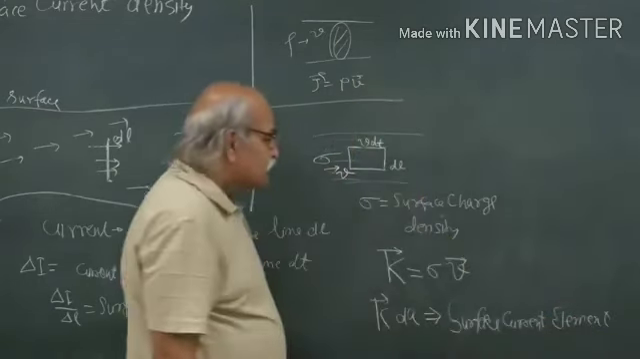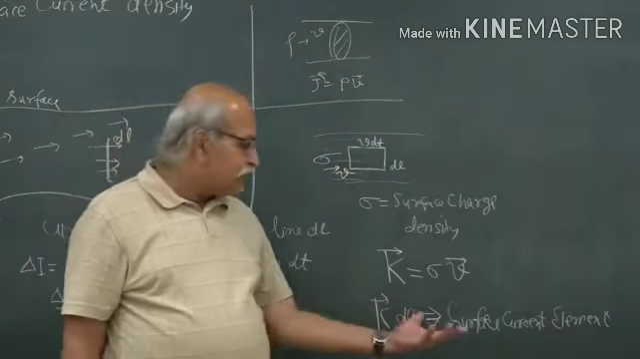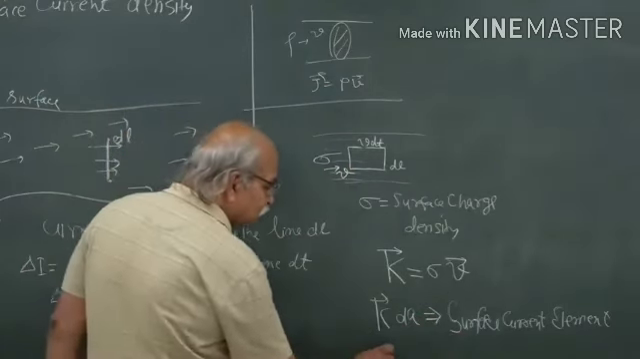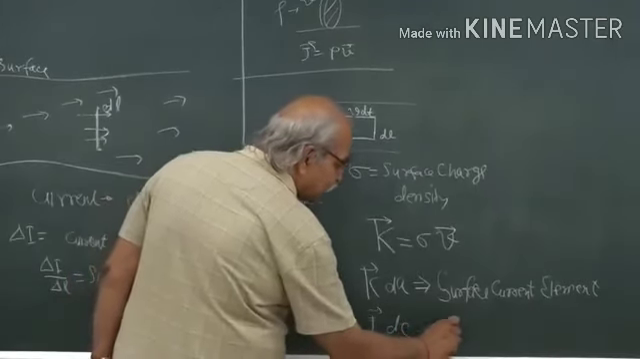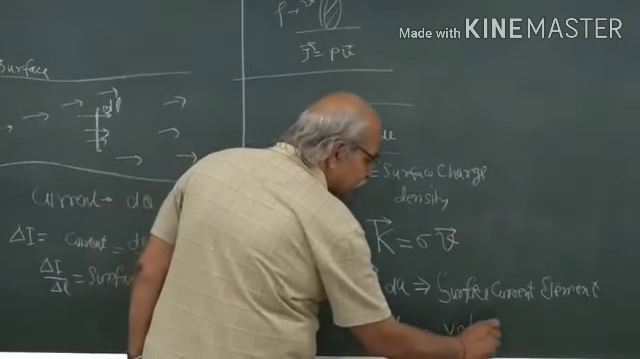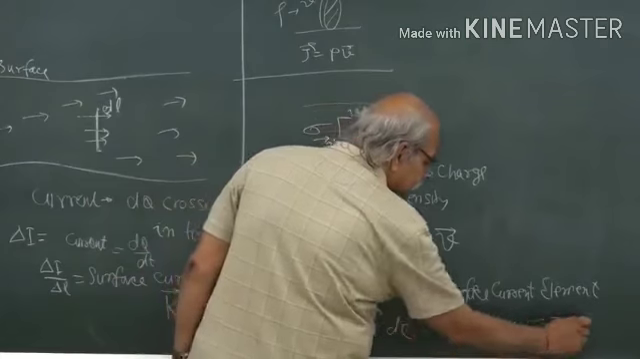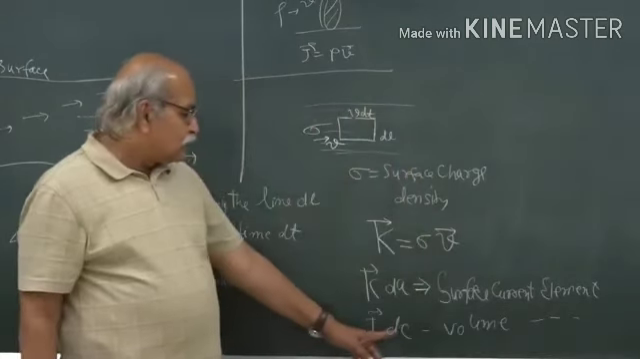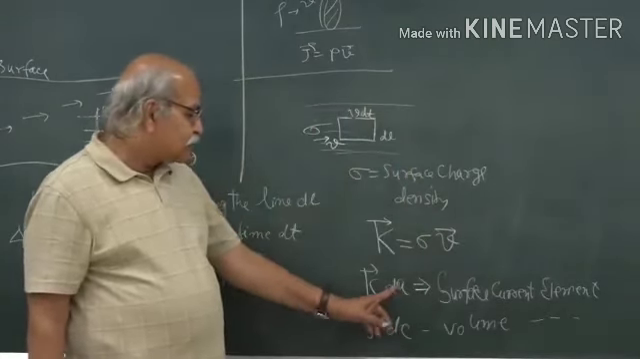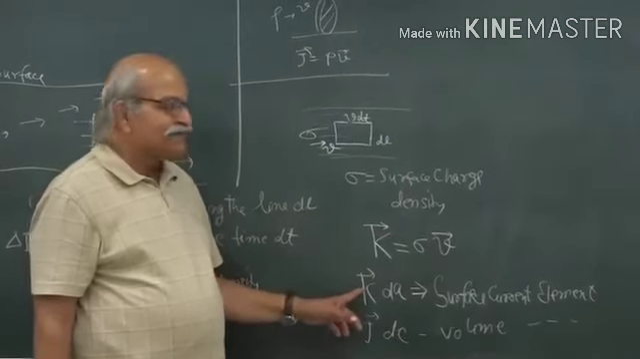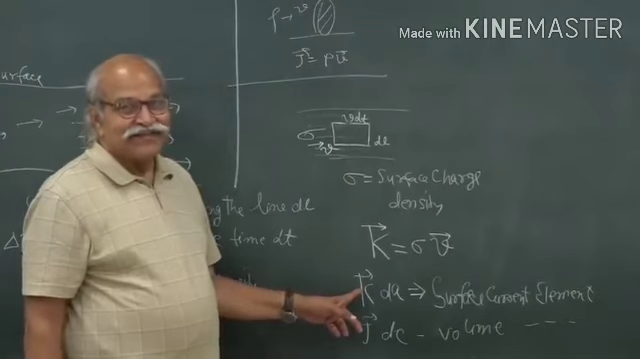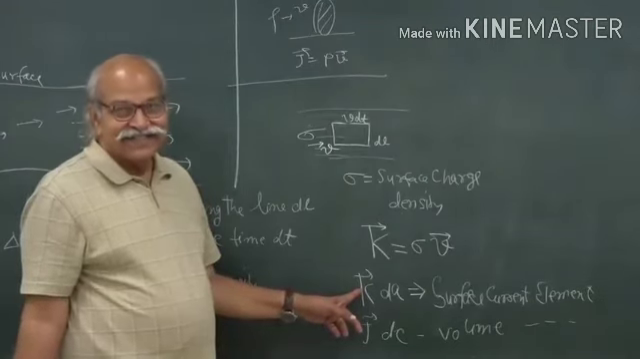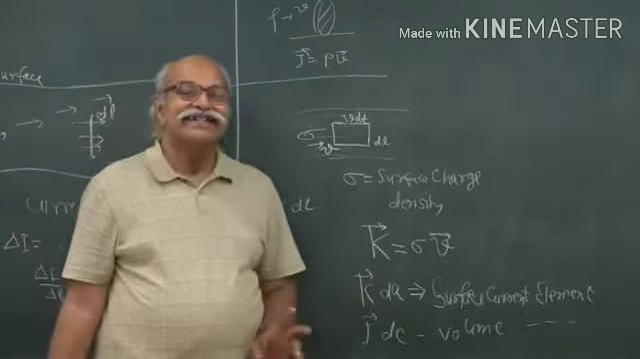Keep comparing. When it was volume current element, it was J d tau. This was your volume current element. So, it is volume here, it is surface here; it is volume current density here, it is surface current density here. So, you know what is going to come next, it will be linear current density.